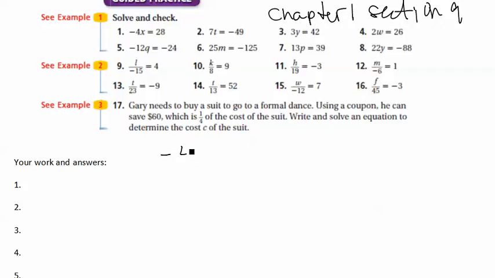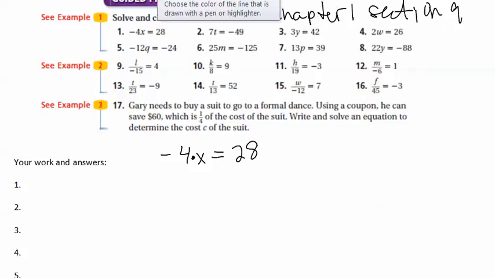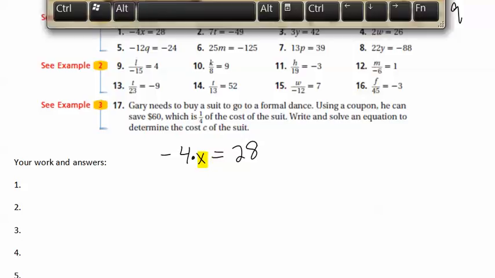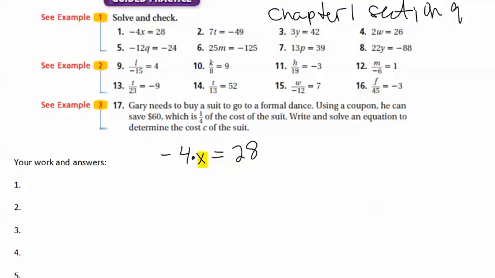It says negative 4x. Now remember that means negative 4 times x, and you can even put a dot for multiplication if that helps you remember that. So we have negative 4 times x equals 28. Well, just like in section 8, we need to figure out what is the variable. So in this one, x is our variable, and our goal is going to be to get x by itself so that we have x equals some number.